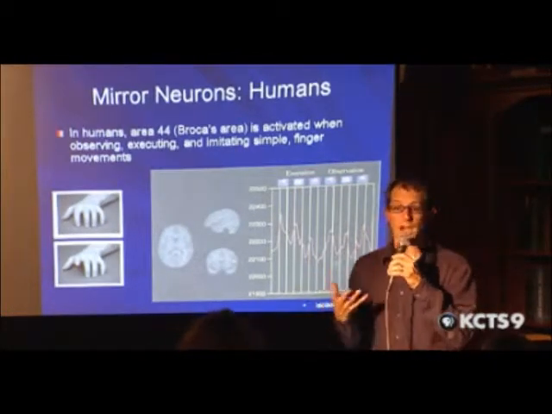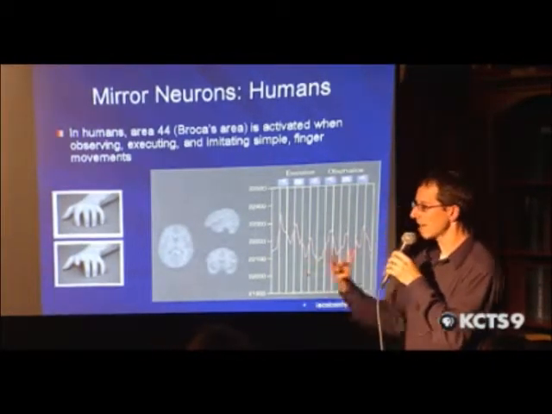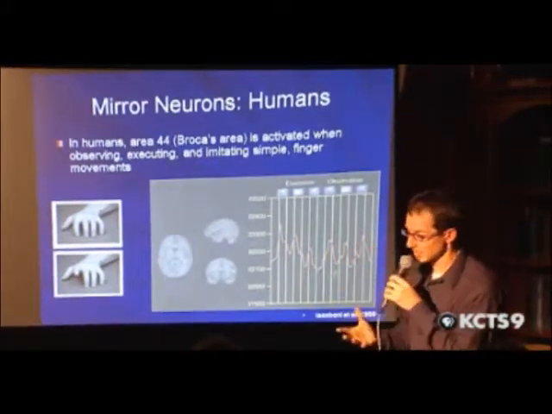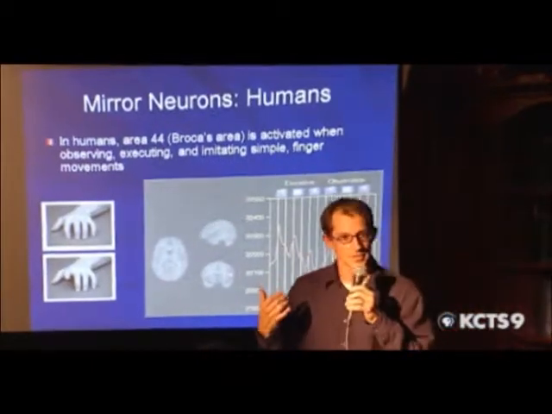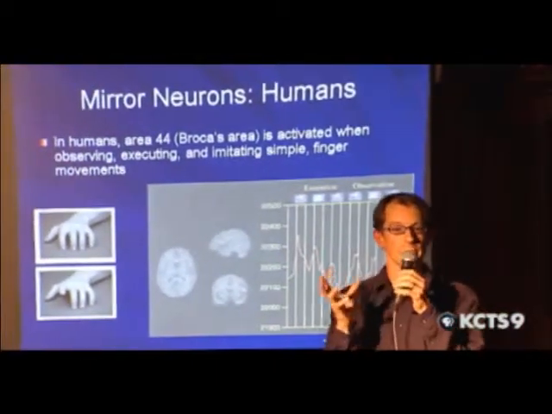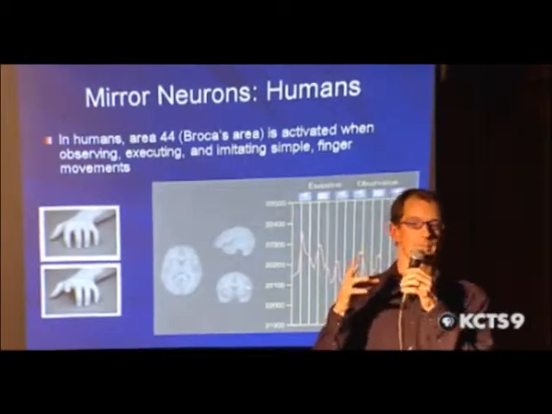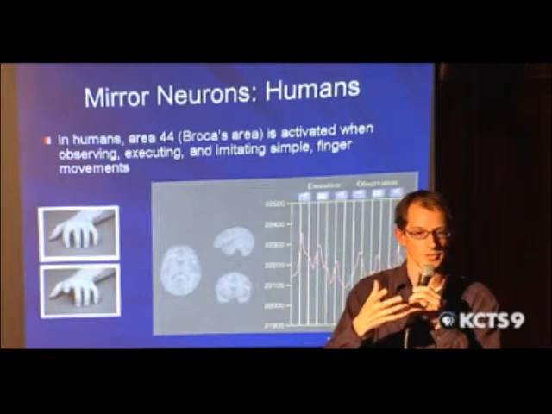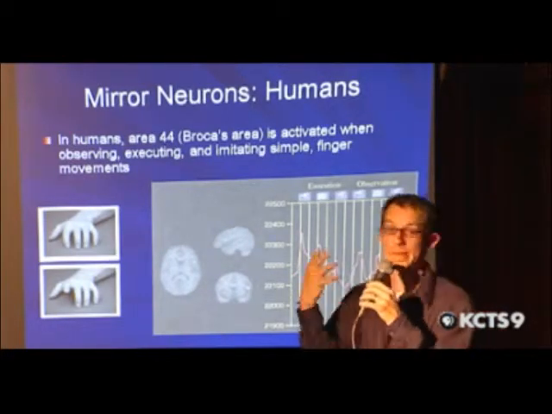And so he suggested, wow, here's some first evidence that we actually might have this same sort of system in humans. And so people got really excited at this point. And actually one researcher down in San Diego said, holy cow, the finding of mirror neurons in humans is to psychology what finding DNA was to the field of biology. So people got really excited, like this is the next big thing.